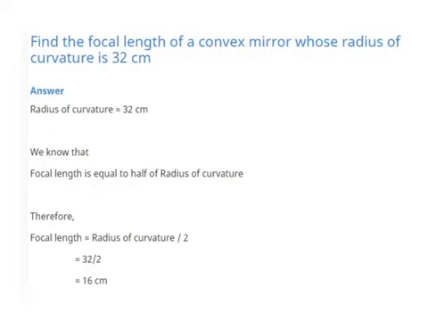This is a very basic question. Find the focal length of a convex mirror whose radius of curvature is 32 centimeter. What is given? Radius of curvature R is given as 32. And what are you being asked to calculate? Focal length F. So you have the formula R is equal to 2F, where R is the radius of curvature and F is the focal length. So 32 is equal to 2F, or F is equal to radius of curvature divided by 2, 16 centimeter. So this is a very simple problem.